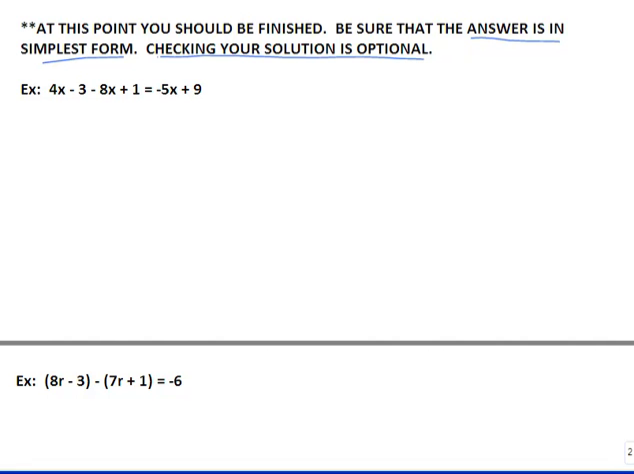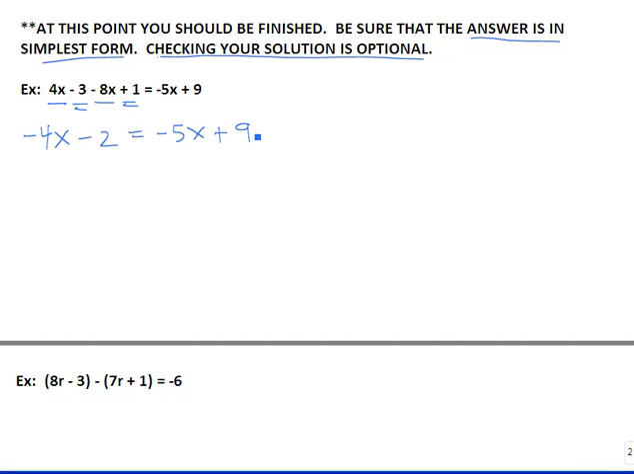Now in this example there's no fractions, there's no decimals, there's no parentheses. However, there are like terms on the left side of the equation. So first thing we want to do, clean that up, simplify it. So 4x minus 8x is negative 4x, and negative 3 plus 1 is negative 2. So we're just cleaning up that left-hand side.